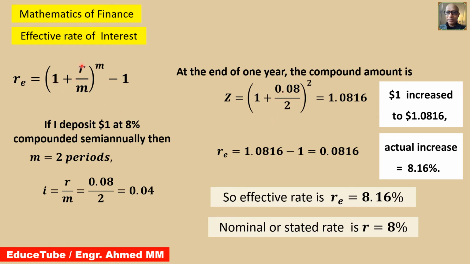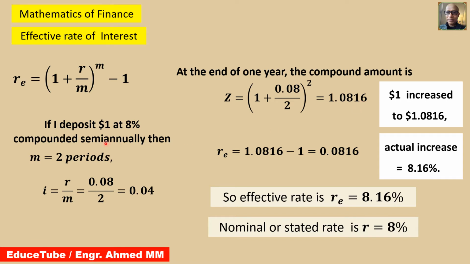Same formula, 1 plus r by m. We put this value in, and the exponent is 2 because it is semi-annual, so m is 2, and it is for 1 year. If we calculate by calculator, we get 1.0816. Look here, it is written: at the end of 1 year, the compound amount is this. So this is the formula for finding the compound amount.